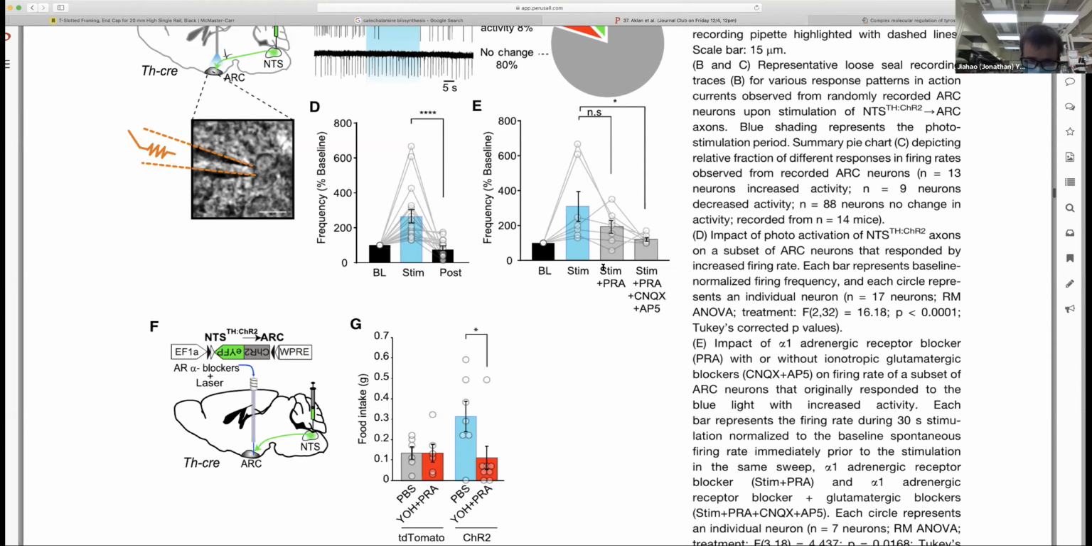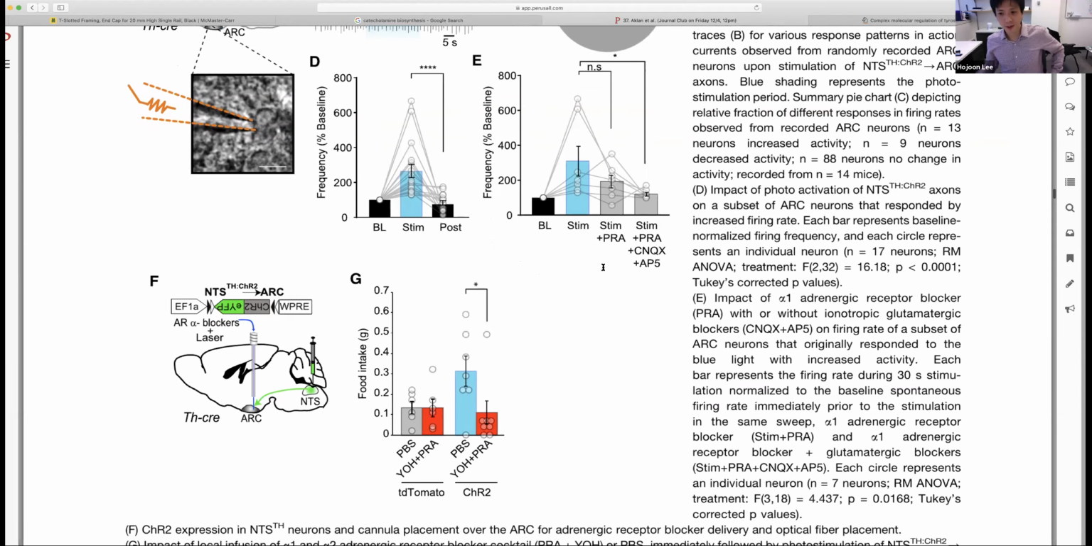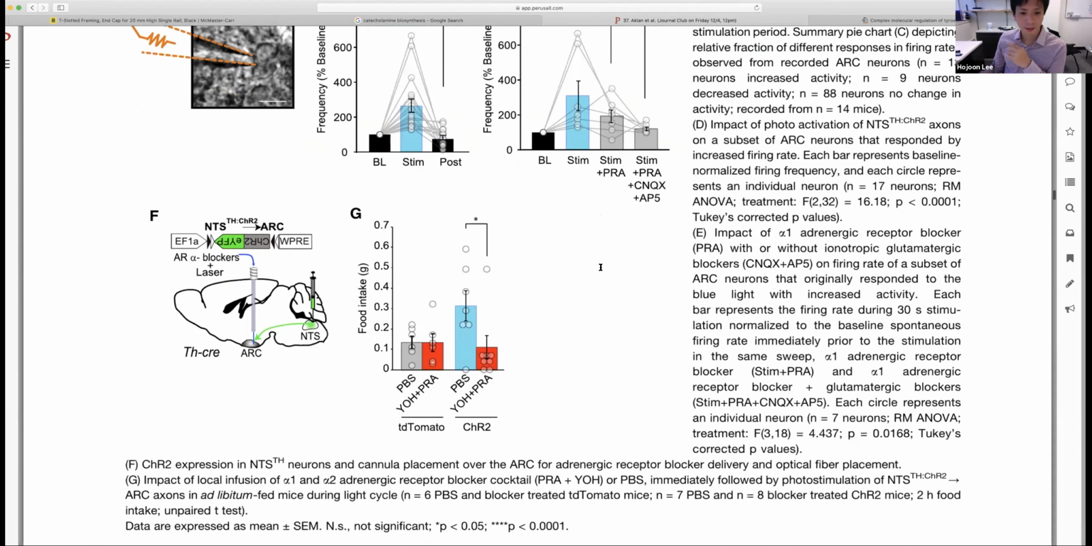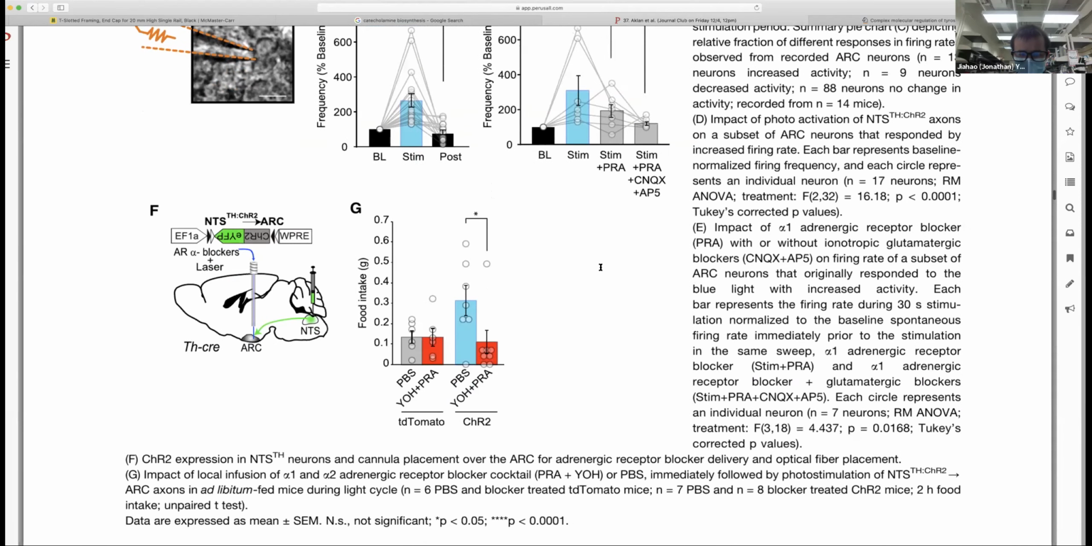And this time, well, I think it's not the PRV. It's a different one. It's the alpha 2. Yohimbine. Yeah. It's alpha 2, so it's another blocker. Wow. So it's a cocktail. So it's a cocktail, and somehow it works to block out the glutamatergic transmission.